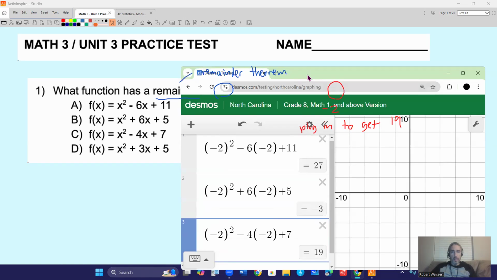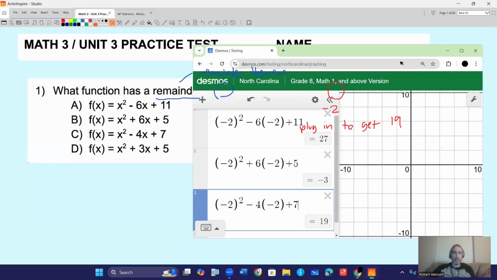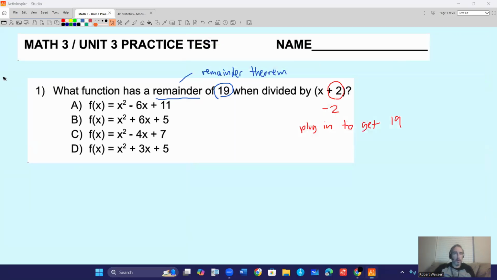And as you can see here, I get 19 when I plug it into that third option. So that third option will work. And so show some work. Make sure you plug in -2 and show that work. So that's going to give you, as far as work goes, -2 squared or 4 times -2 plus 7. And that's going to equal 19. And that's what we want to do. All right, that's question number one.